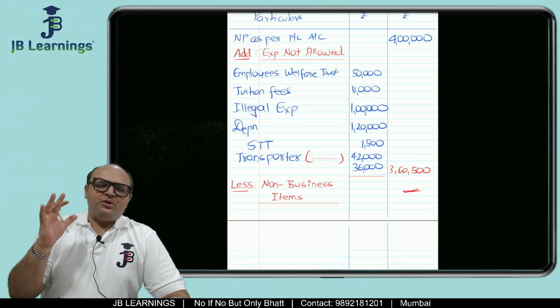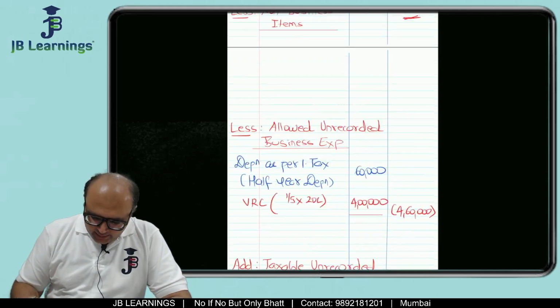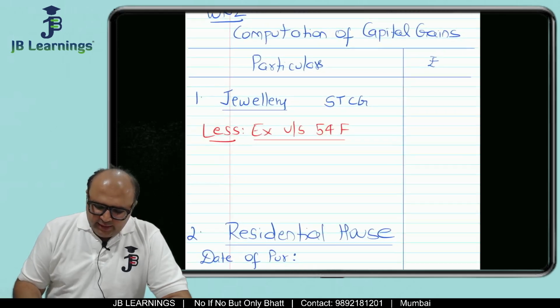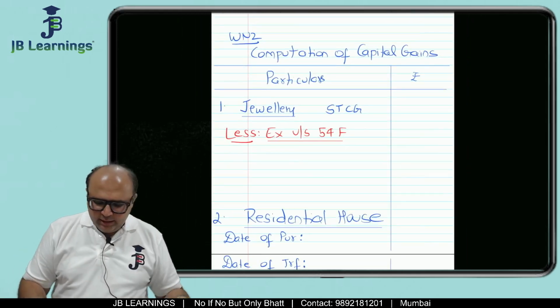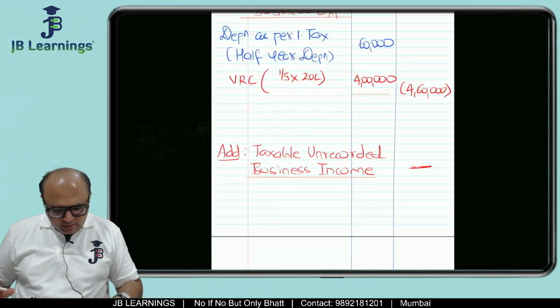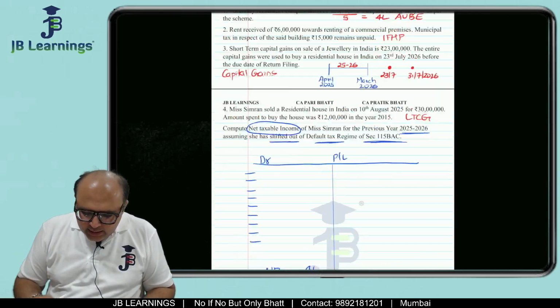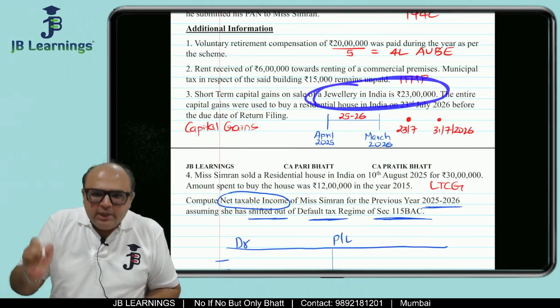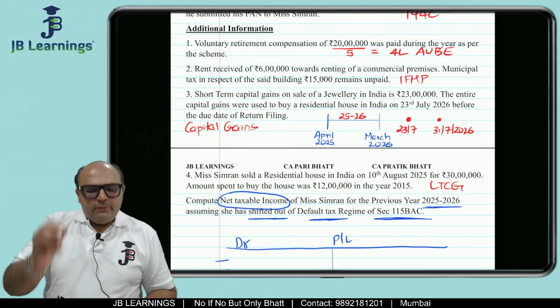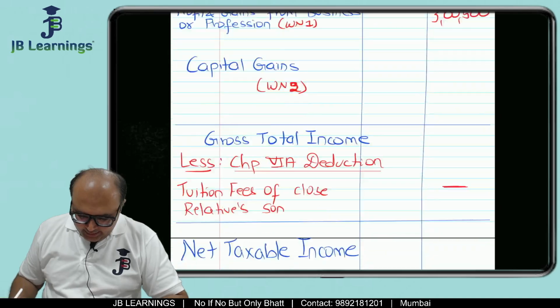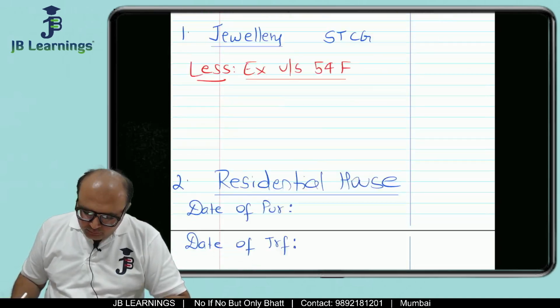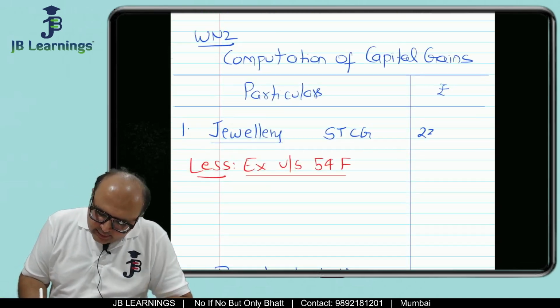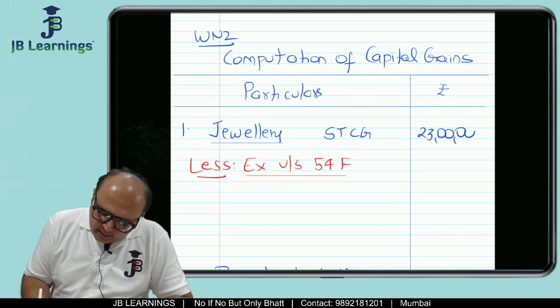Now friends, something very, very special about capital gains. Now see friends, short-term capital gain on jewelry is already given in the question. So we are not supposed to do anything special for that. So see, short-term capital gain on jewelry, 23 lakh. 23 lakh is already given, right? So short-term capital gain 23 lakh is already given.